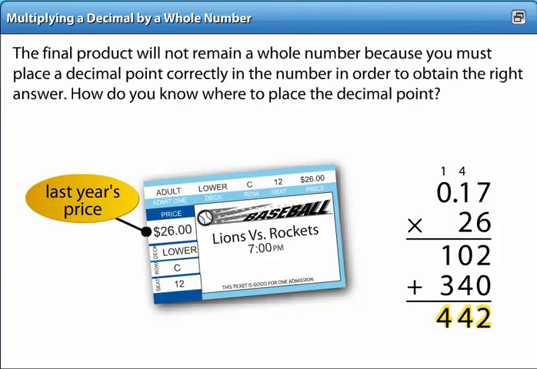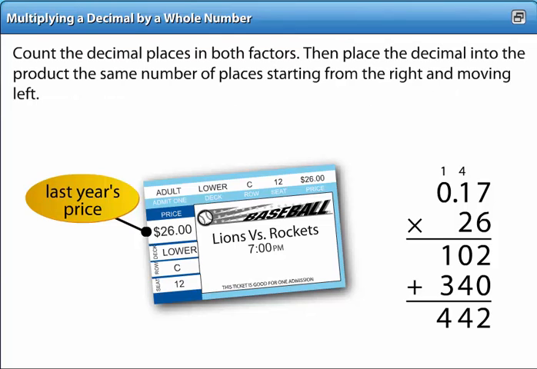The final product will not remain a whole number because you must place a decimal point correctly in the number in order to obtain the right answer. How do you know where to place the decimal point? Count the decimal places in both factors. Then place the decimal into the product the same number of places starting from the right and moving left.